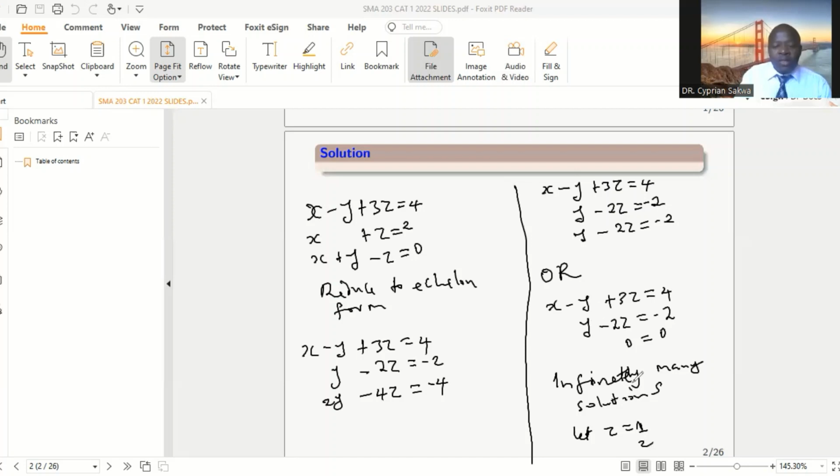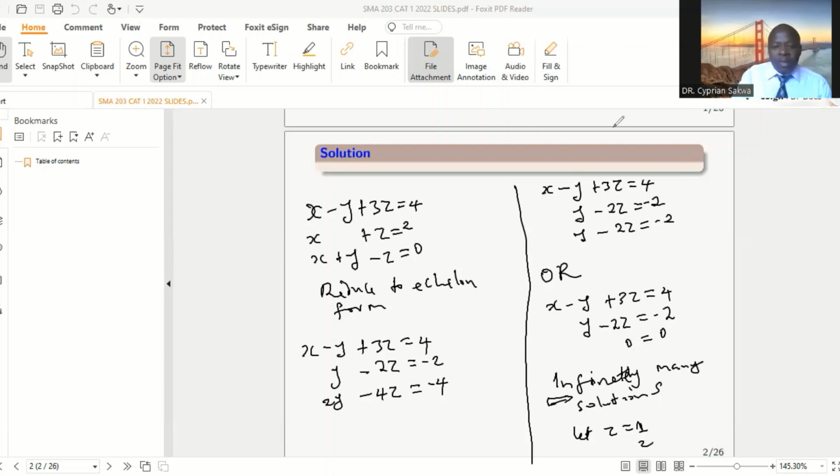z can also be 7. So we are not limited in the number of integers to choose for z. z can take any integer, and when it does, y and x also take on different values. So at the end of the day, this system has very many solutions, and that's why we say it has infinitely many solutions. Not finitely many, infinitely many, because the integers are infinite.